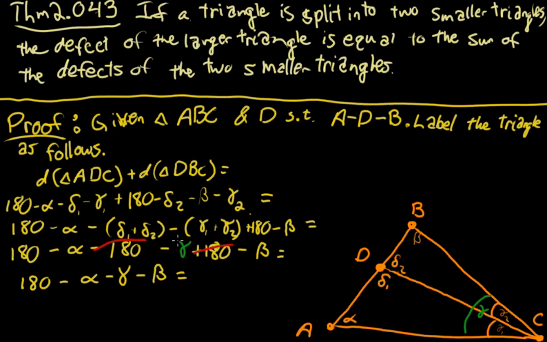But that's how we would get the defect of this bigger triangle, ABC. So these two defects are equal.